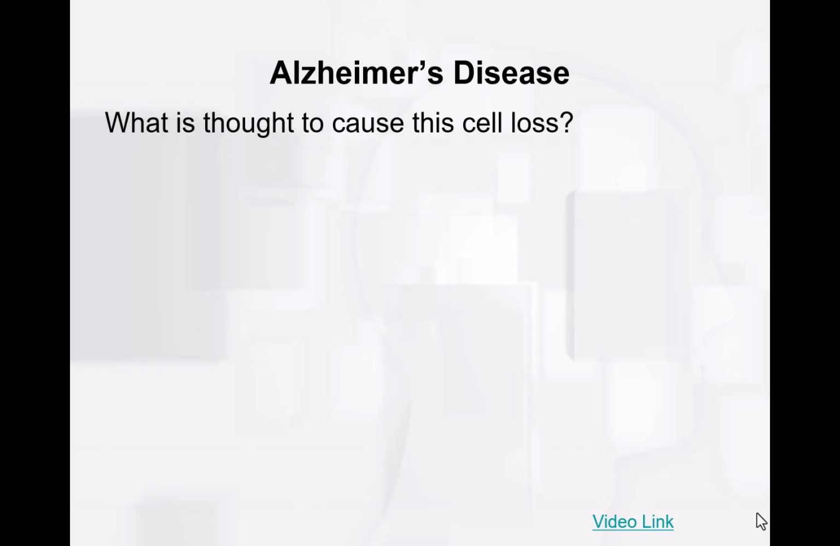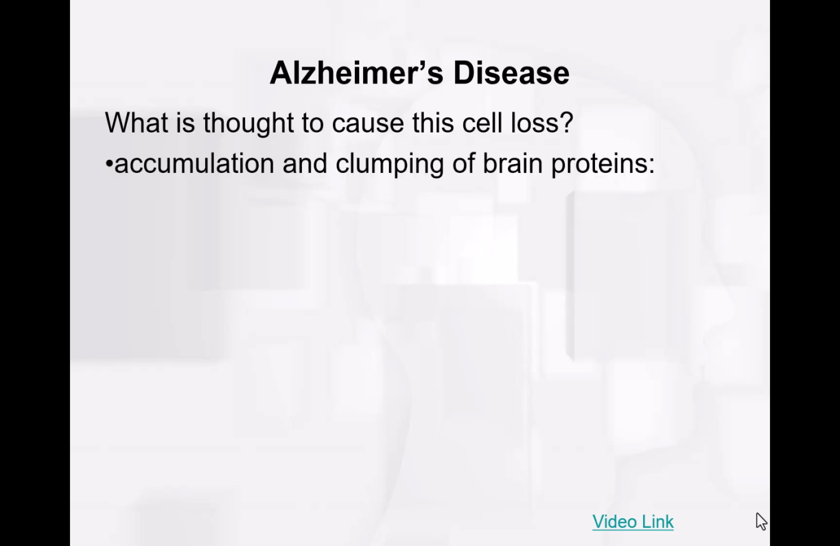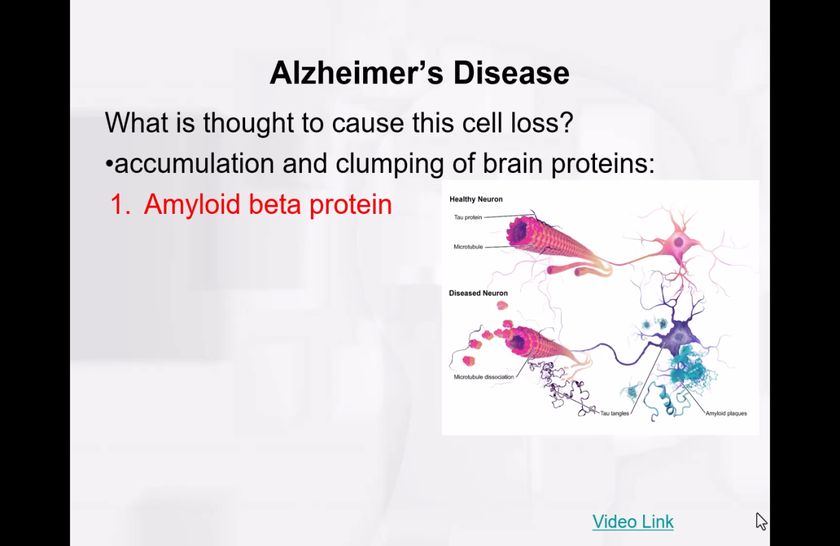So what is thought to cause this cell loss? While there's lots of different theories out there, and we'll talk about some of the newer ideas later on in the video, the main thing that's been looked at for a really long time is accumulation and clumping of brain proteins. There are two particular proteins that researchers have been looking at and researching for a really long period of time. The first one is amyloid beta protein.